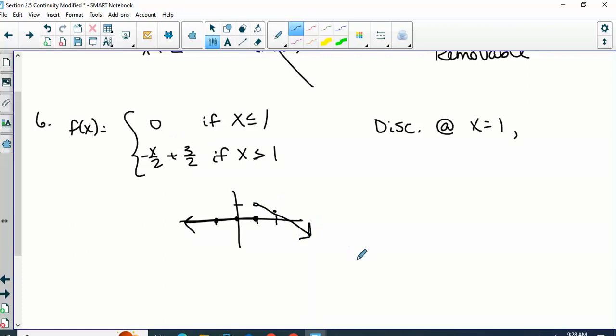Okay. Removable requires 2 connected pieces with just an open circle. Did that happen? No. And I knew it wouldn't happen because my conditions weren't equal and not equal. Infinite requires vertical asymptotes. Did that happen here? No. What happened? We were on this piece for less than, and then we jumped to a new piece for greater than. So this is a jump discontinuity.